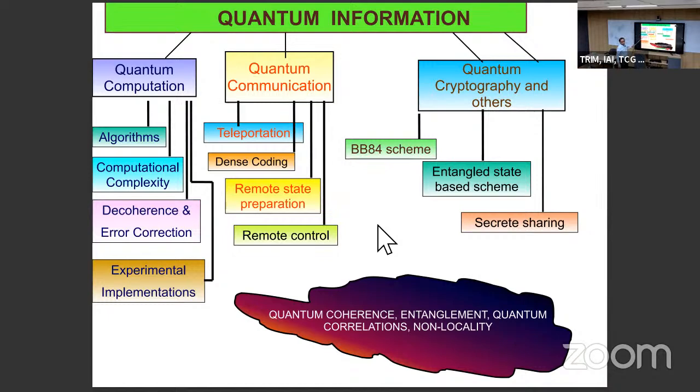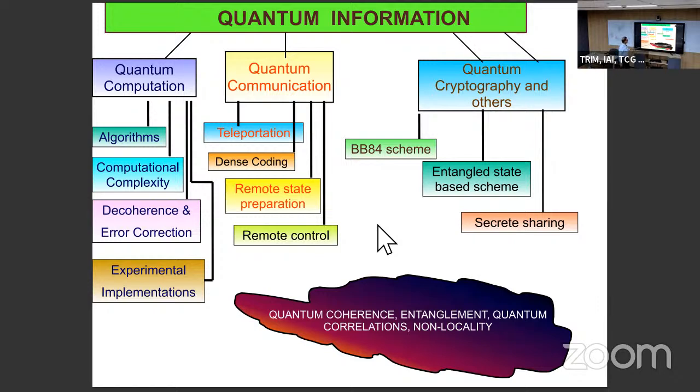So in quantum information, what are you trying to do? You're trying to do various things. One is quantum computing, one is quantum communication, quantum cryptography, and many more things. Under quantum computing, we have various algorithms. We have to study computational complexity, decoherence, error correction, experimental implementation, and so on. In quantum communication, we have the famous teleportation protocol, dense coding, remote state teleportation, remote control, and many more things.